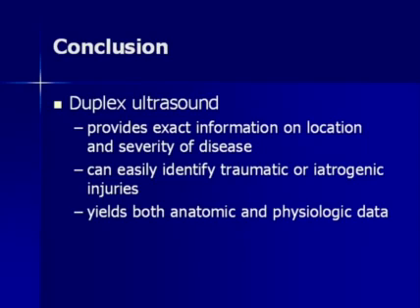of disease. We certainly can identify plaque, but in addition, we can identify traumatic or iatrogenic injuries as well. And the wonderful thing about ultrasound is we not only get this anatomy, but we get excellent physiologic data as well. So we get anatomy and physiology for a complete picture of what's going on in these peripheral arteries.